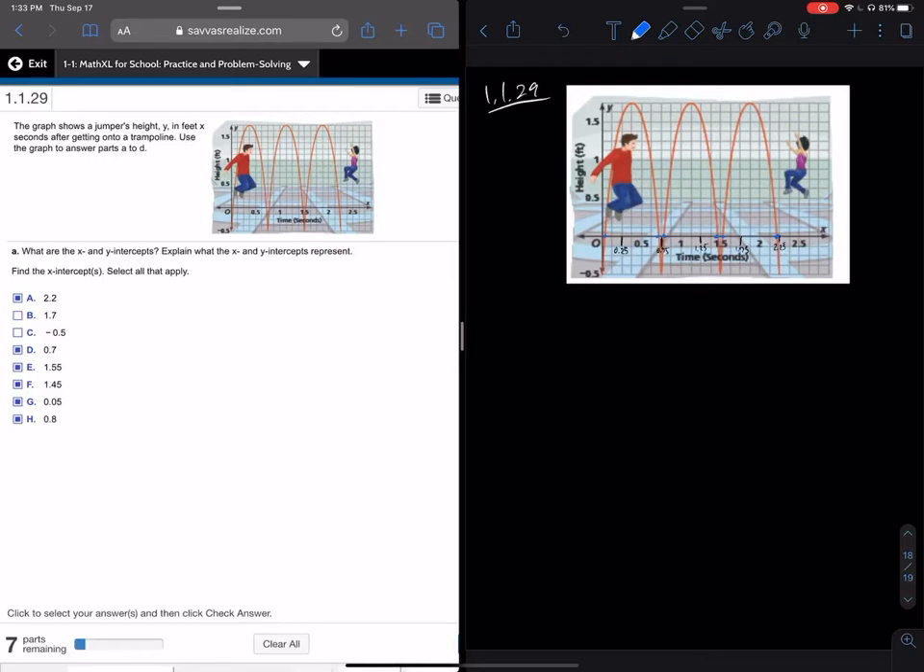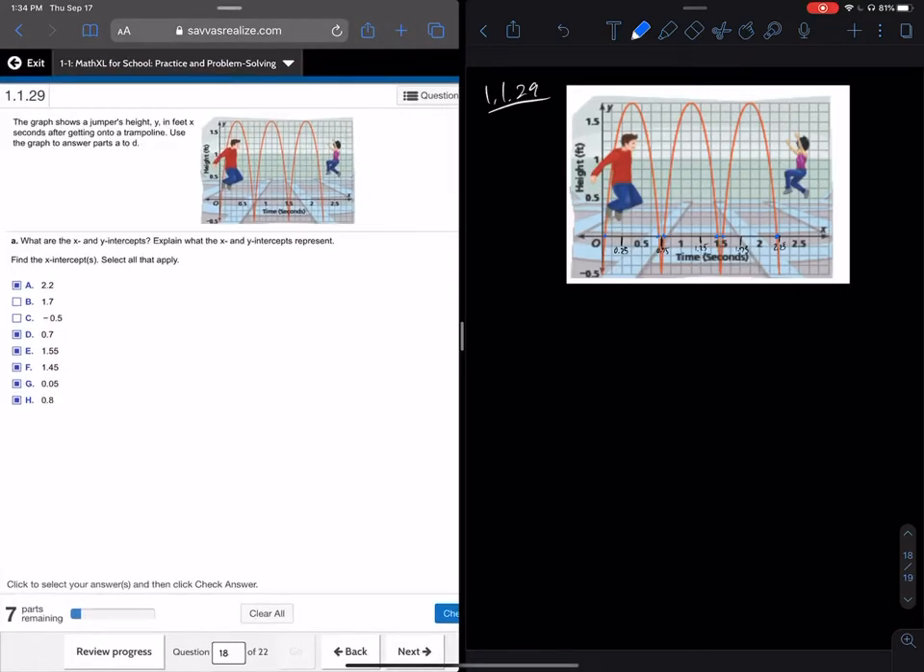If I look at 1.7, there's nothing in this area here. So that's not going to be an x-intercept. And then negative 0.5, well, that's not going to work for me either. That's on the left side of the y-axis. So I'm going to use that as my selection. I'm going to check that. We got those correct. Now they want to know the y-intercept.